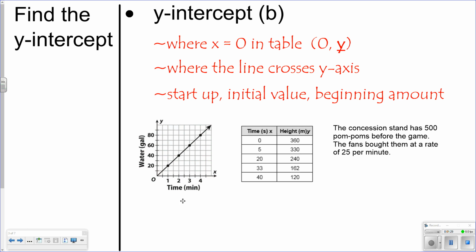So from this same graph, our y-intercept in this one is 0, 0. In this second example, the table, it's 0, 360. And in the word problem here, our initial value is the 500.